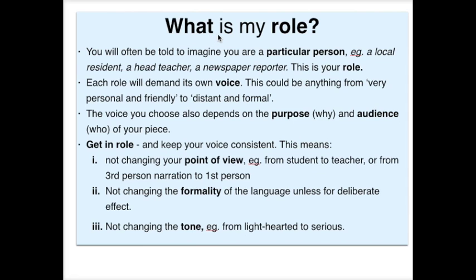The next question is, what is my role? You will often be told to imagine you are a particular person other than yourself. So you could be asked to be a local resident of a housing estate. You could be a head teacher. You could be a newspaper reporter. And this is the role that you need to keep for the whole of the writing task.